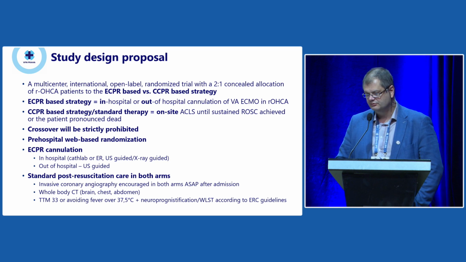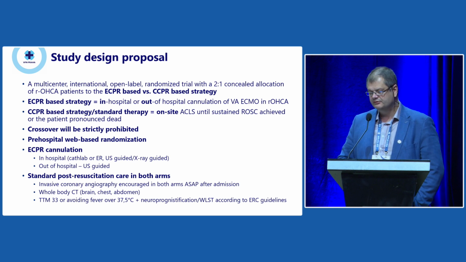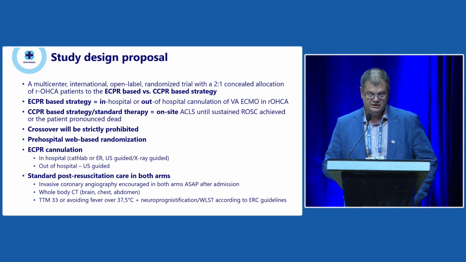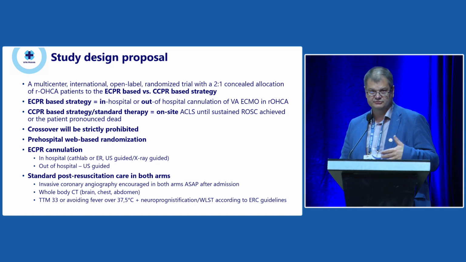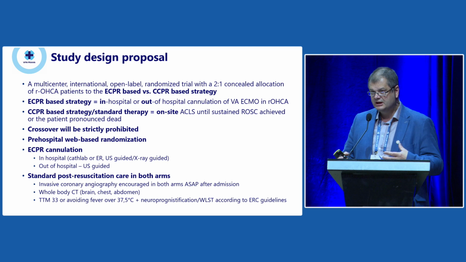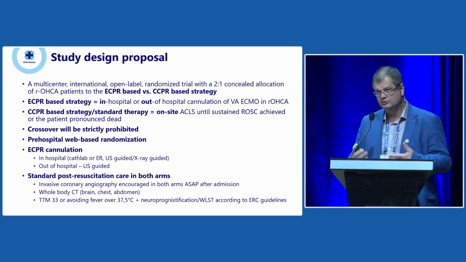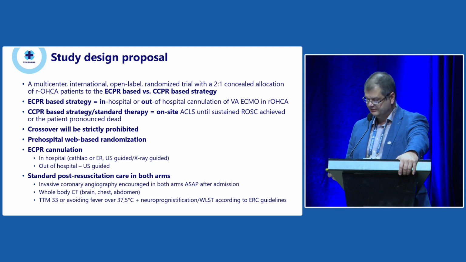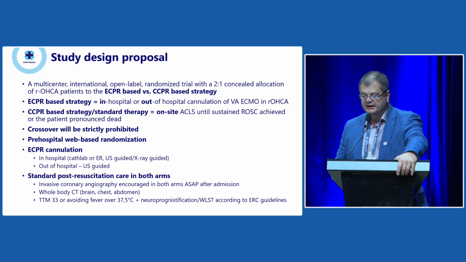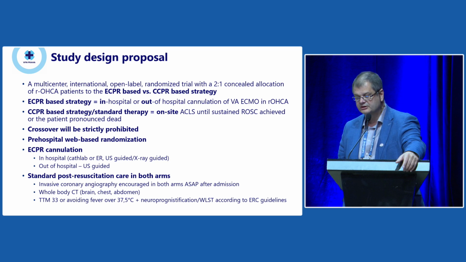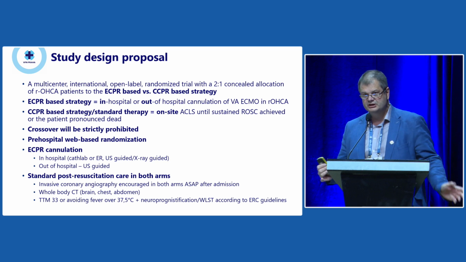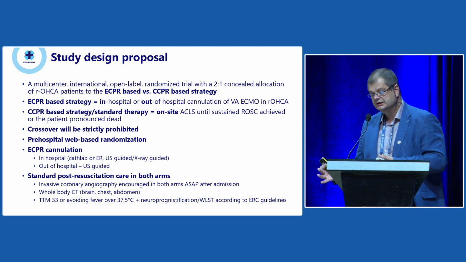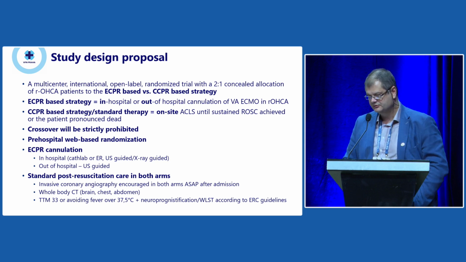Invasive coronary angio is encouraged in both arms, whole body CT also encouraged, and a TTM of 33 or avoiding fever plus neuroprognostication according to the guidelines is also encouraged. And we will stratify after the randomization for several different interventions, asking many questions. So at this point we already have about 35 planned sub-studies to look at TTM 33 versus 37 in CPR, never answered questions, a lower flow or higher flow, target flow in patients, and many others.